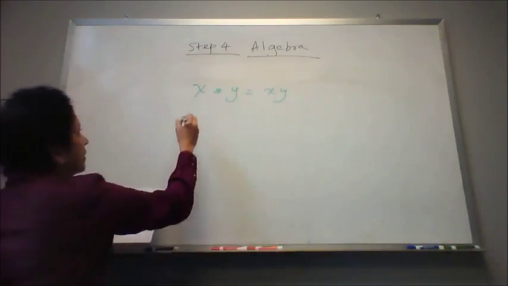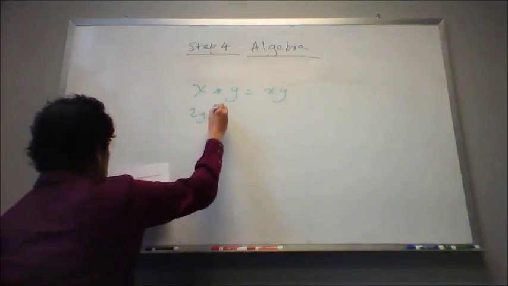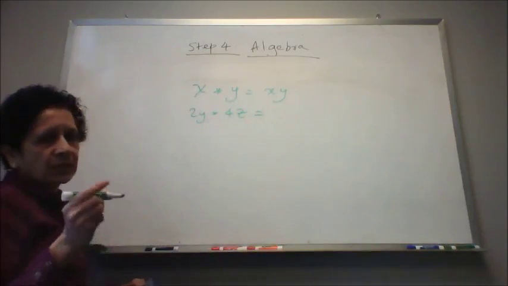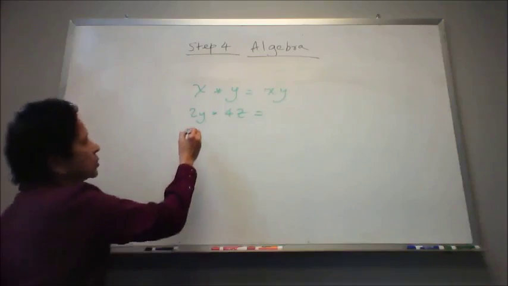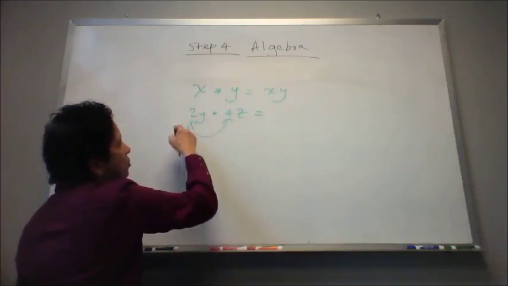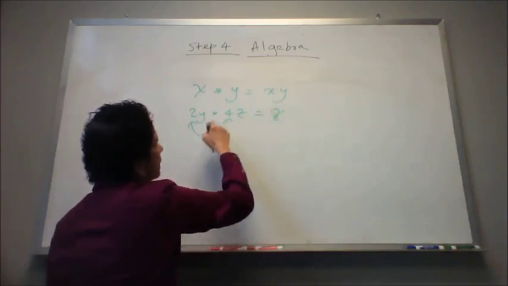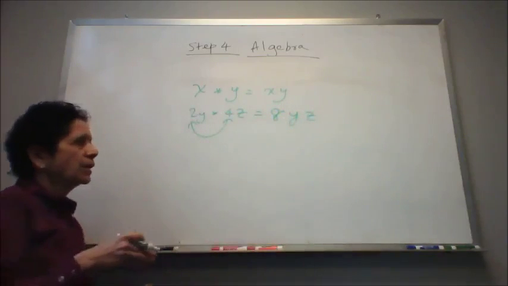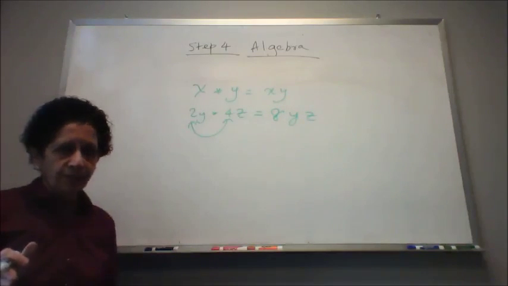So now let's say that I've got 2y times 4z. The way you do that, just similar to what we did with the coefficients, you multiply the two coefficients. 2 times 4 is 8. Then y and z, so you just write y times z is yz, okay?